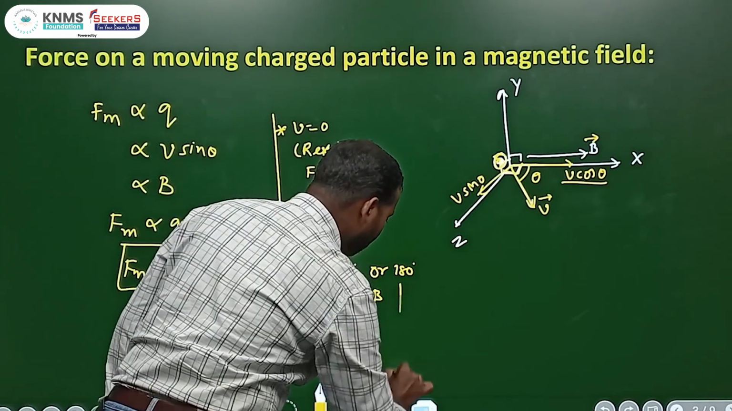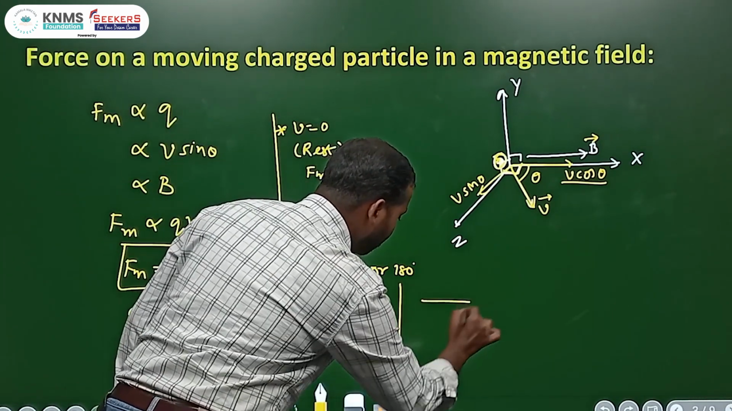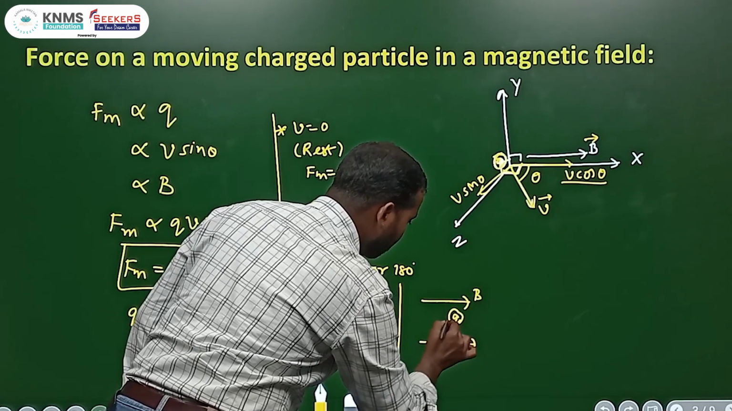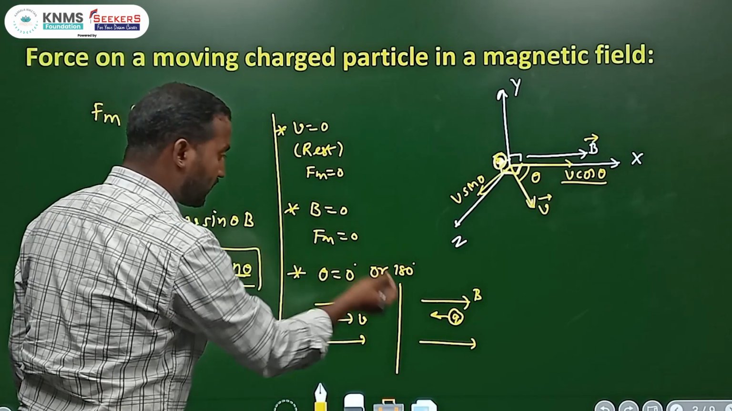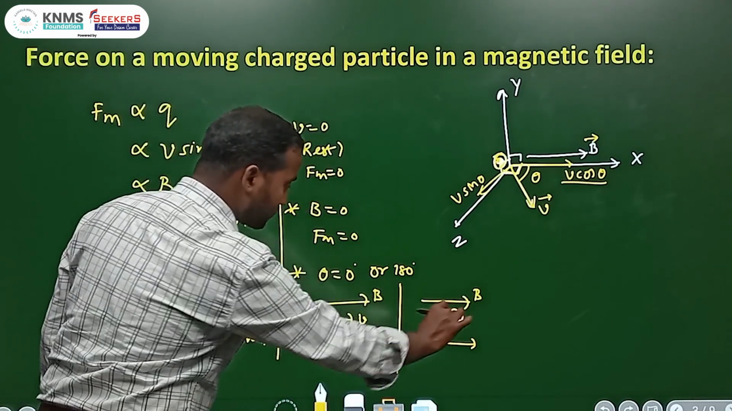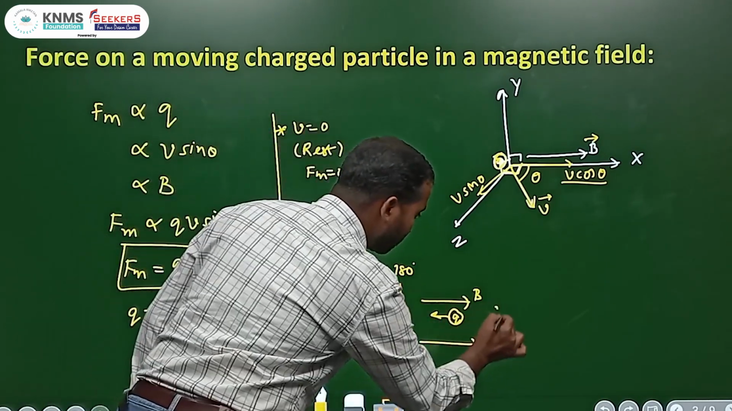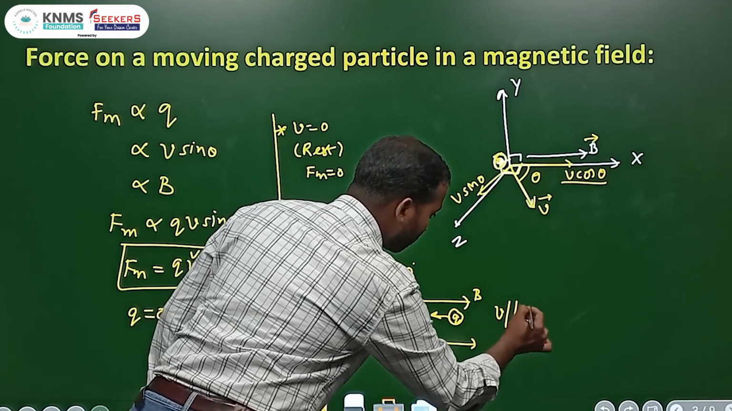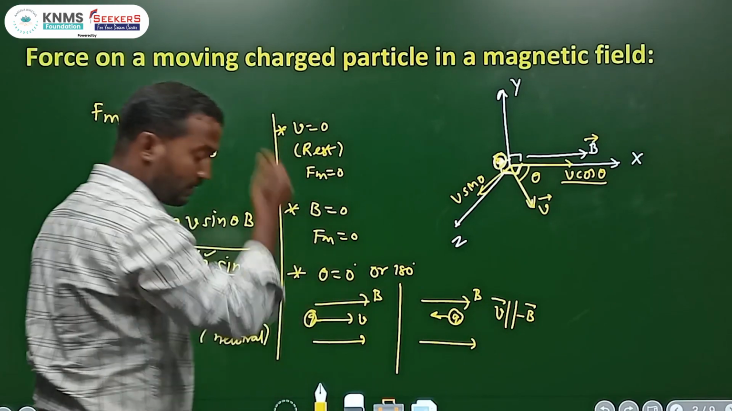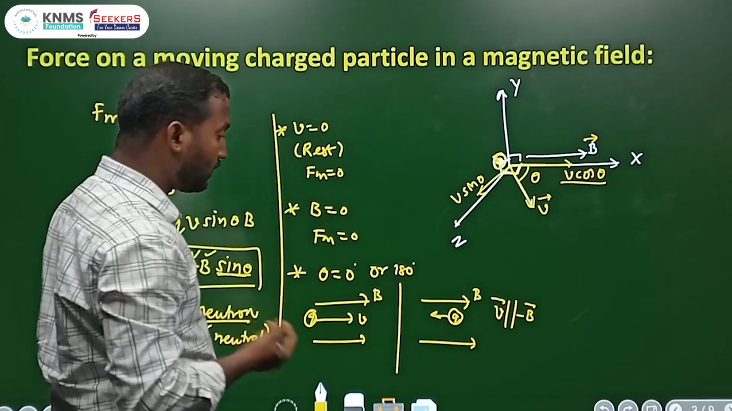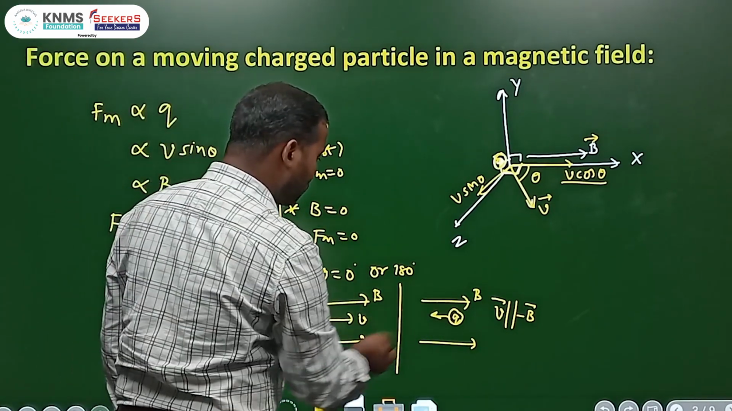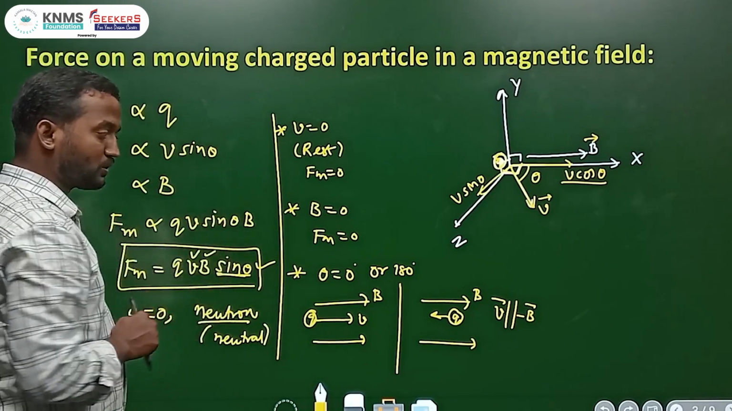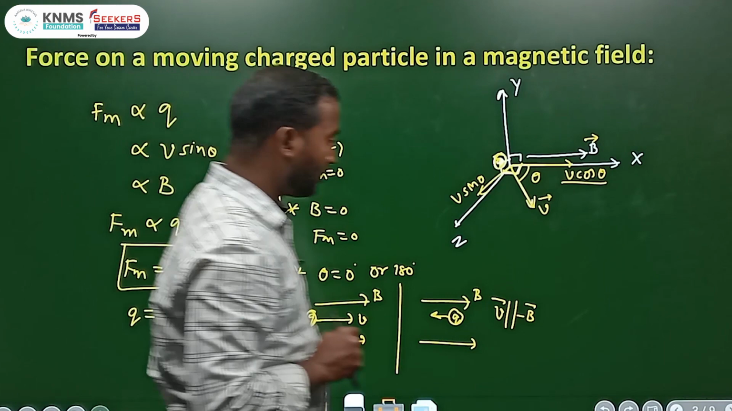The other case is here: the magnetic field is in this direction, and let us say the positive charged particle is moving in this direction, or a negative charge is moving in the same direction like this. In either way, you can say that the velocity is parallel to minus of the magnetic field. That means velocity and magnetic field are anti-parallel to each other. Hence, in this situation also sin 180 is 0, hence the magnetic force will be 0. So these are the 4 situations where the magnetic force can become 0.